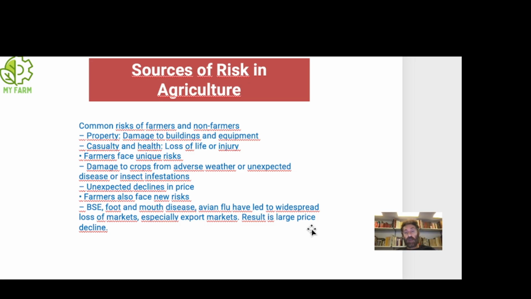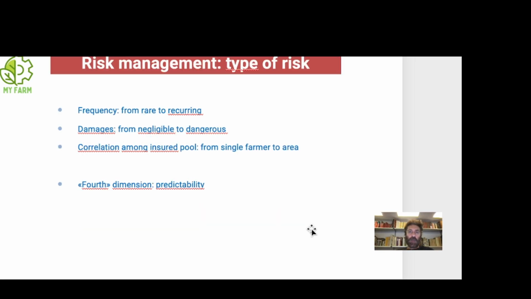So, as we pointed out before, market volatility has become one of the big challenges for farmers in recent years. And farmers also face new risk, so BSE, foot and mouth disease, avian flu, and so on, no? Because globalization and the new scenario in recent years have very much complicated the organization and the agriculture production for farmers' activity.